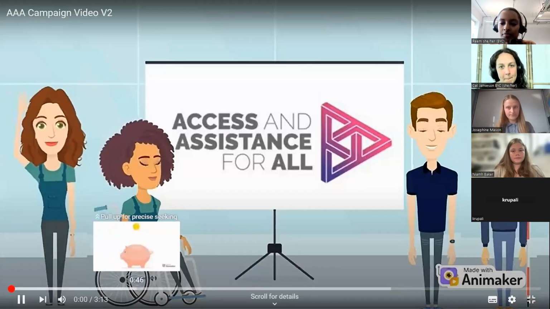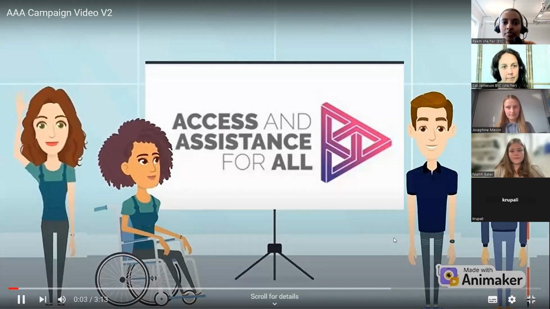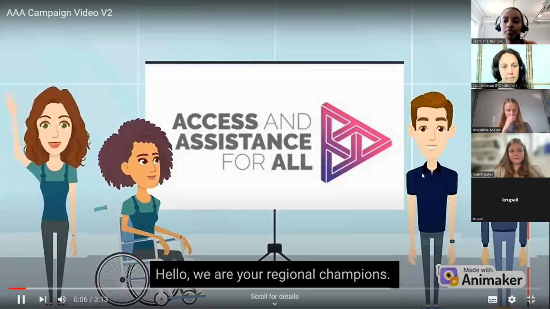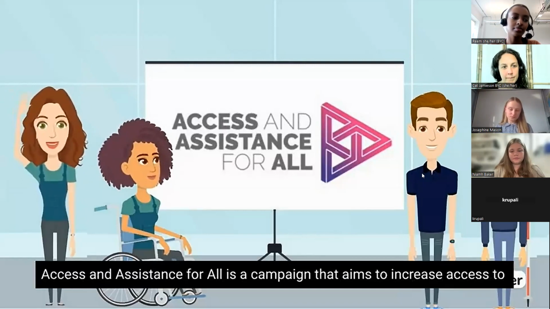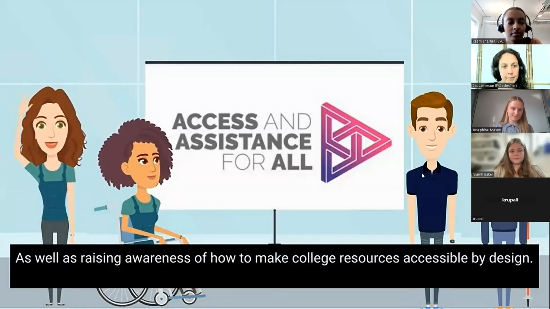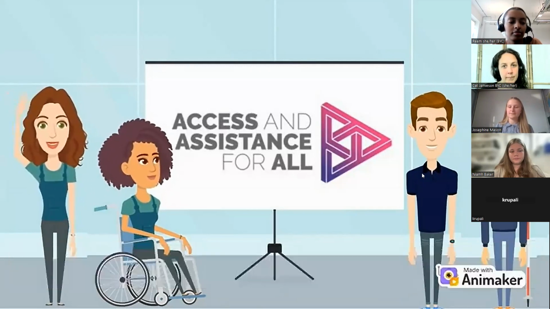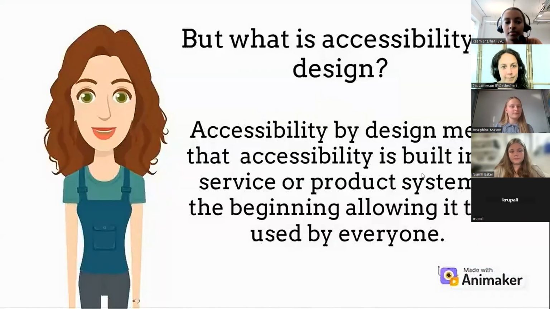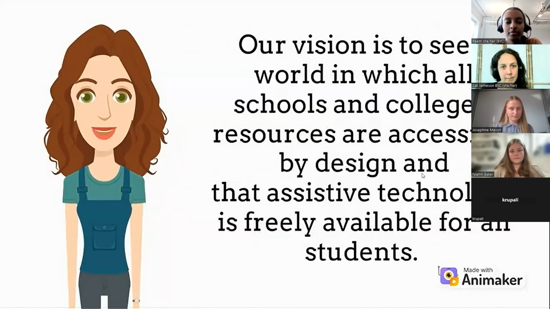Gemma, Sonia, Max and Jake in avatar form standing and waving. Hello, we are your regional champions. Access and Assistance for All is a campaign that aims to increase access to assistive technology across further education colleges in the UK, as well as raising awareness of how to make college resources accessible by design. Accessibility by design means accessibility is built into a service or product system in the beginning, allowing it to be used by everyone. Our vision is to see a world in which all school and college resources are accessible by design and that assistive technology is freely available for all students.